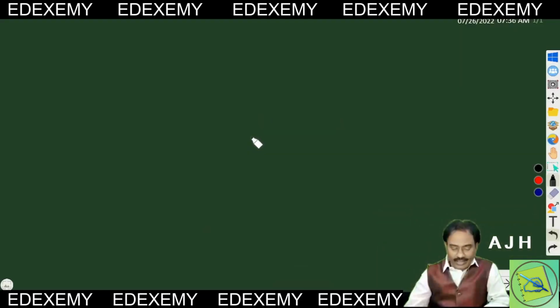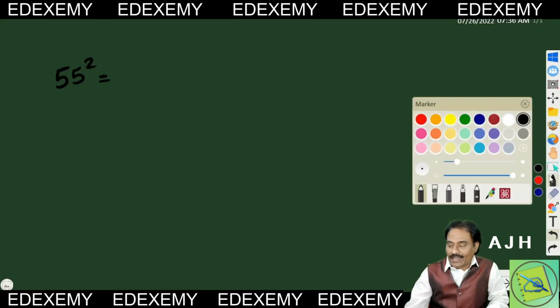Now we are on the green board. We are going to see what the root pattern technique is with some examples. First of all, we will find the square of any 2-digit or 3-digit number where the unit digit is 5. For example, 55 square. There is a shortcut trick. We will use that root pattern trick.